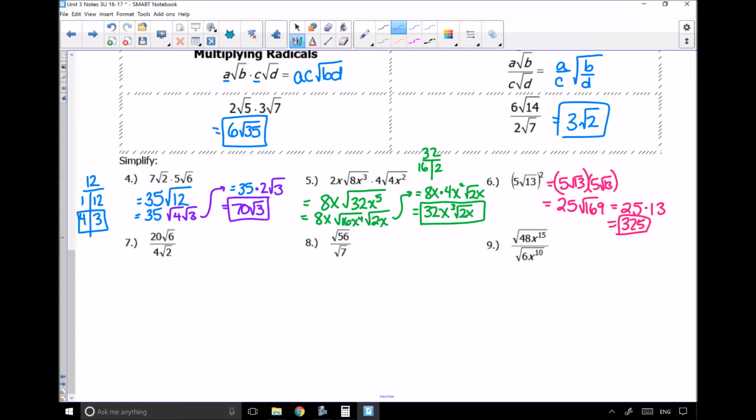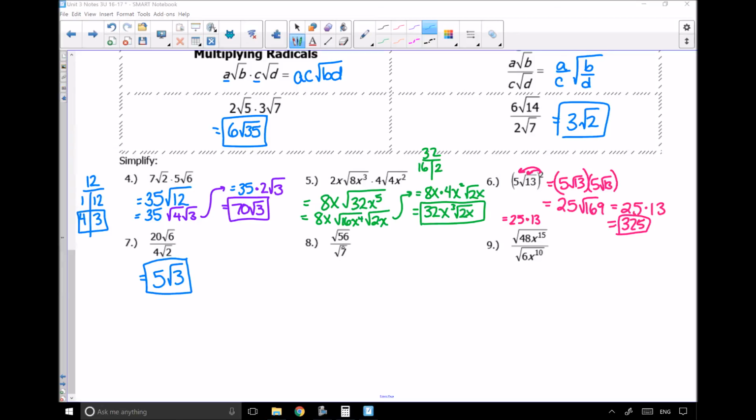Okay? Now, one other option that you have is to just square everything inside of here. So when I square the 5, I end up getting 25, and when I square the square root of 13, I just get 13, and that brings me back to 325 here. Okay, number 7 is now division. So same idea, but we're just going to divide our radicands here, and our coefficients. So 20 divided by 4 is 5, and then the square root of 6 divided by the square root of 2 is the square root of 3. And 3 can't be divided by any perfect squares other than 1, so that's my final answer.